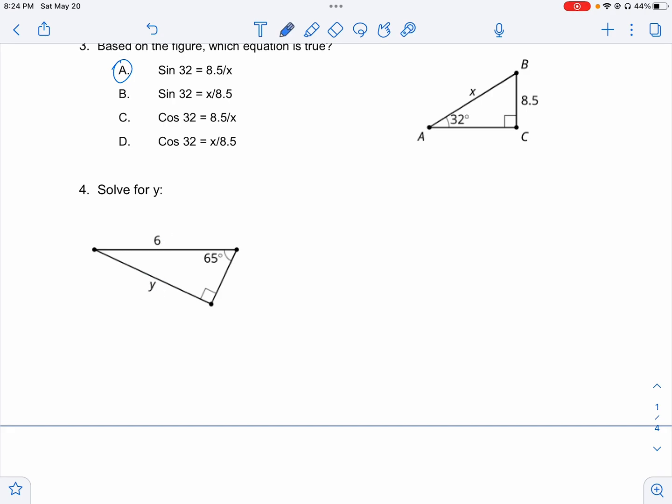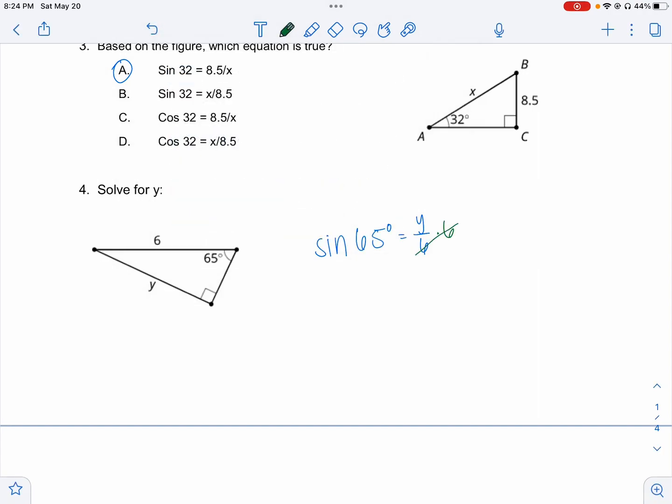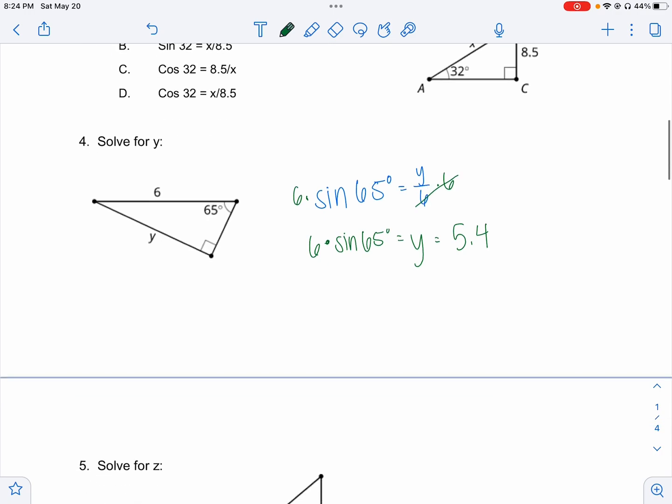Solving for y in this case, we have the angle 65, and then y is opposite to that, and 6 is the hypotenuse. So we would have to use sine of 65 is equal to y over 6. Let me just pull up my calculator. If we multiply both sides by 6 to get y by itself, we get 6 times the sine of 65 equals y. And if we type that into a calculator, that means y is 5.4.